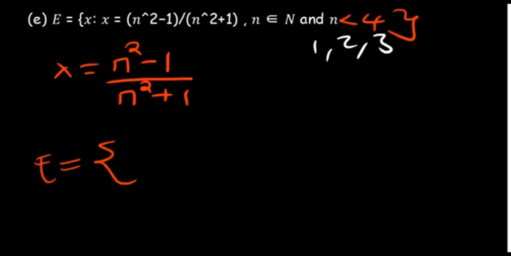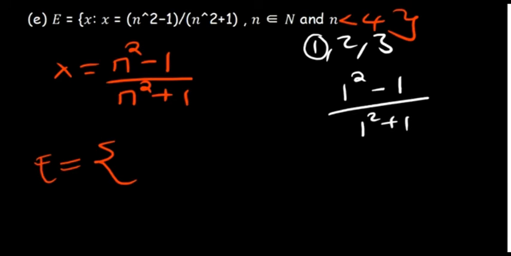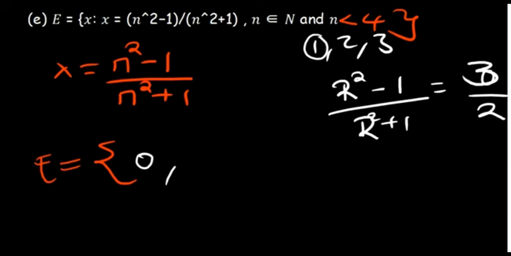For the first one, we're going to plug in 1. If you plug in 1 where there is n squared, you're going to have 1 squared minus 1 over 1 squared plus 1. 1 squared is 1, minus 1 is 0, over 2. So we have 0. Then for the other part, you put a 2. 2 squared is 4, minus 1 is 3. Then down there, 2 squared is 4 plus 1 is 5. So we have 3 over 5.